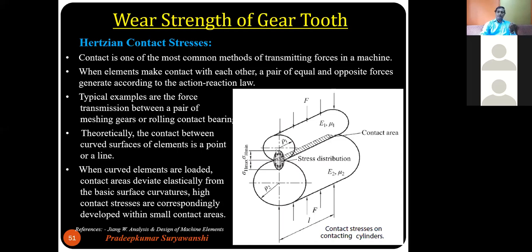Okay, so there is a deformation at the point of contact, and because that area of deformation is very small, high contact stresses will be developed. Okay, so we are going to further discuss about that.